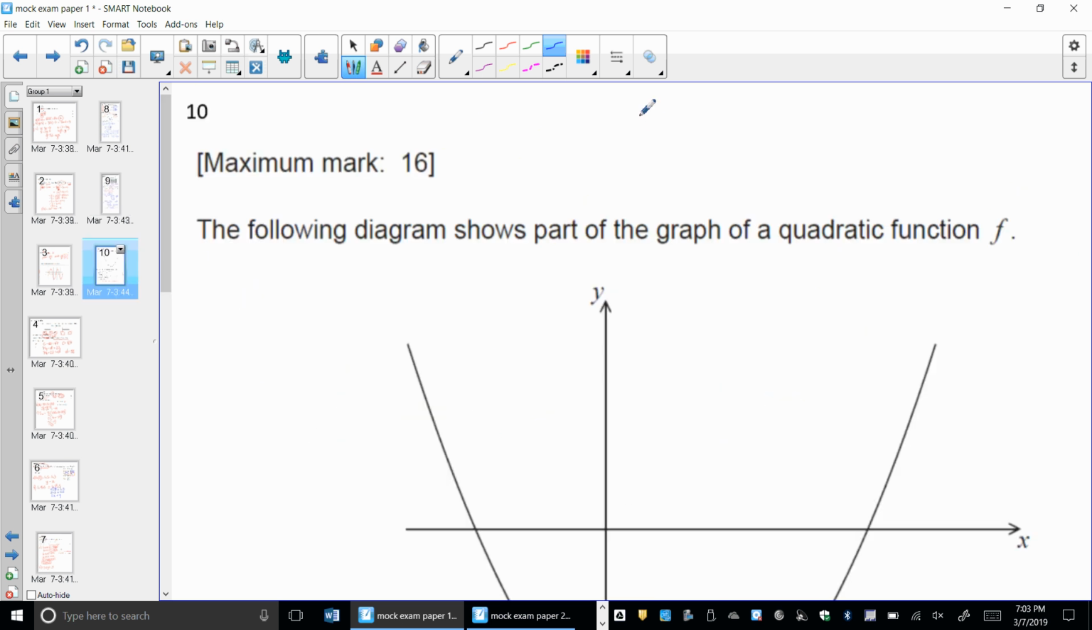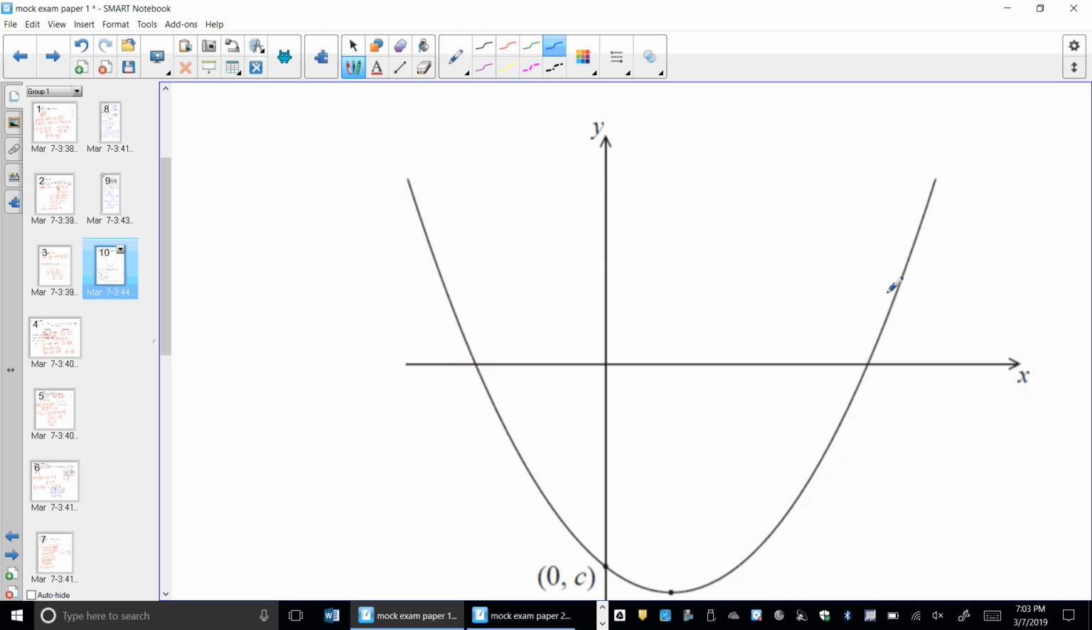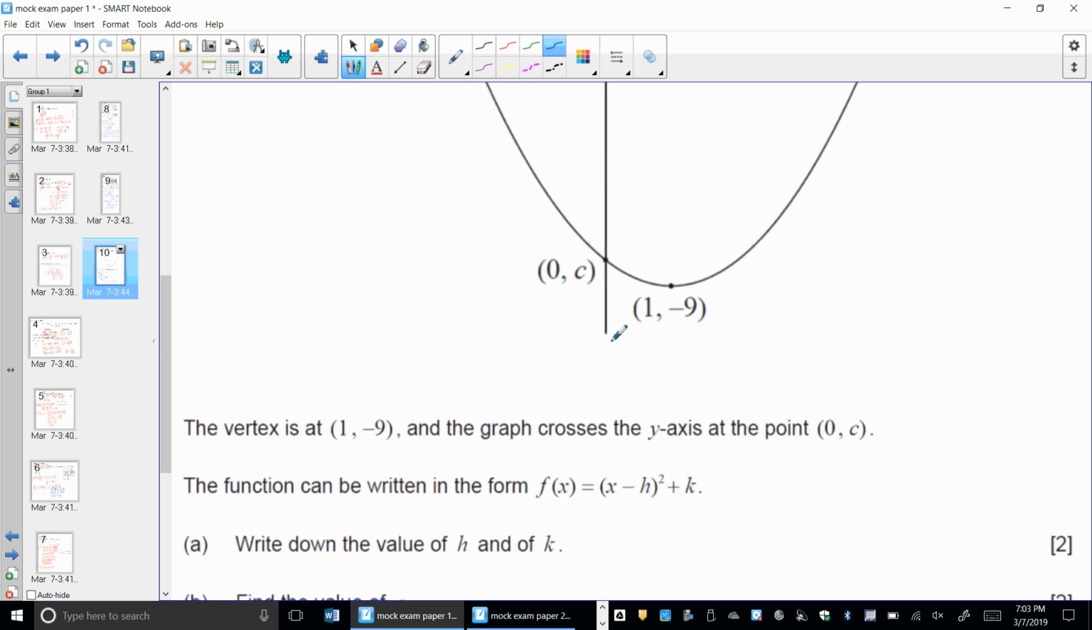Alright, final question. Here's a quadratic function. The vertex is here. It can be written in this form. So they've given us the vertex already, and so if it can be written in this form, I know that it would be x minus 1 squared minus 9. We can see that it's over here on the right hand side, so that's why we would write minus 1 here.